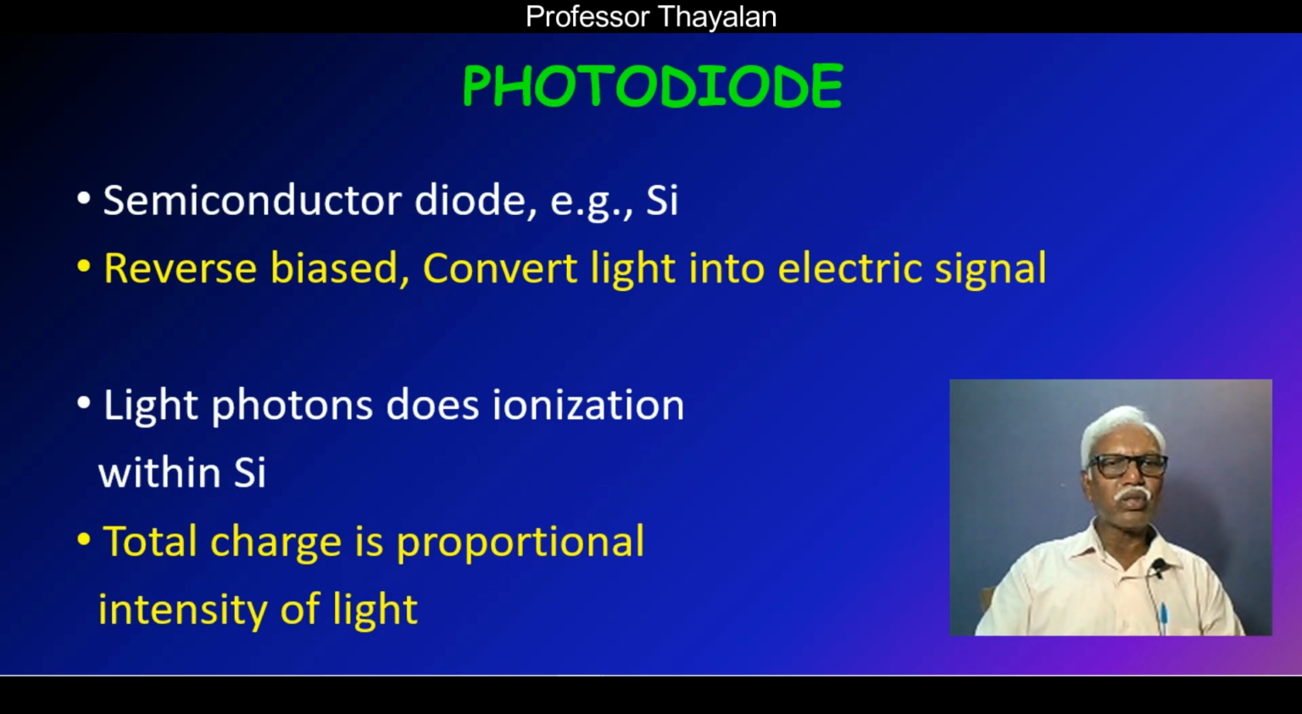Let us see about the photodiode. A photodiode is basically a semiconductor diode, for example silicon. It is operated in reverse bias mode. It converts light into electrical signals. The light photon ionizes the silicon so that charge is released. The total charge is proportional to the intensity of light. This is the basic principle of the photodiode.